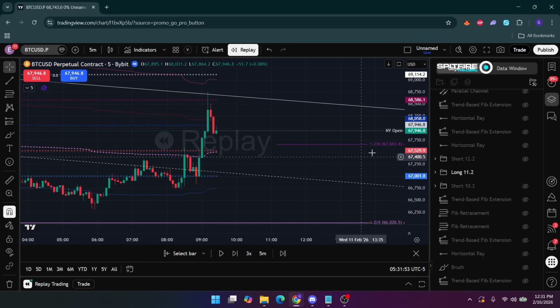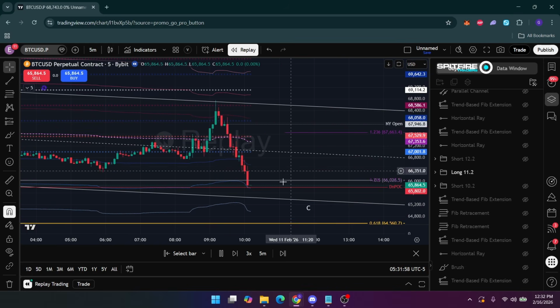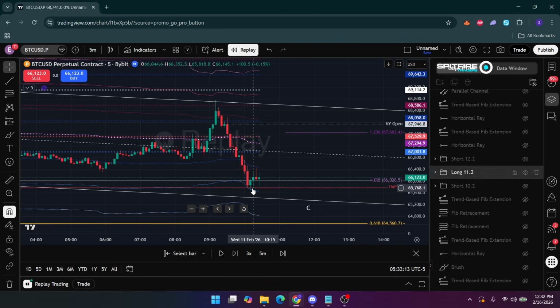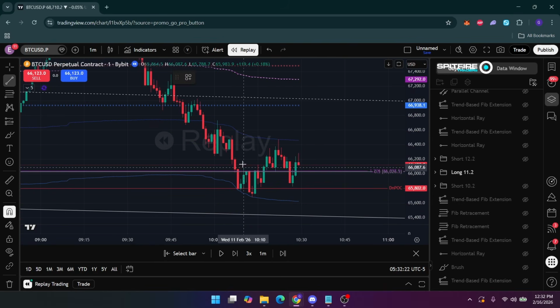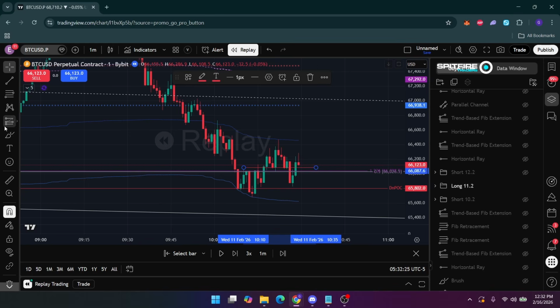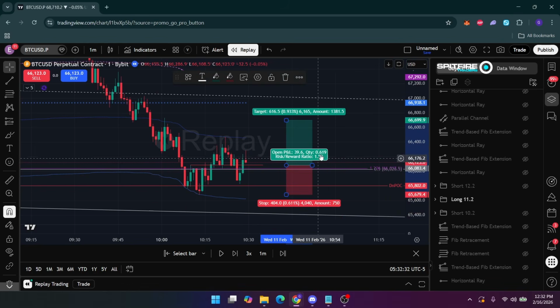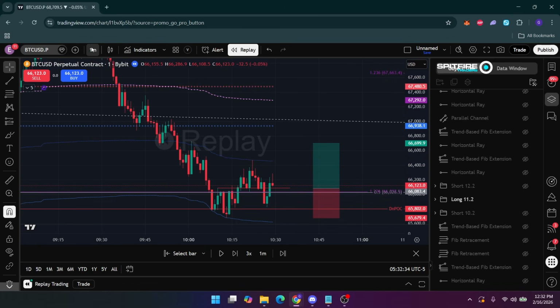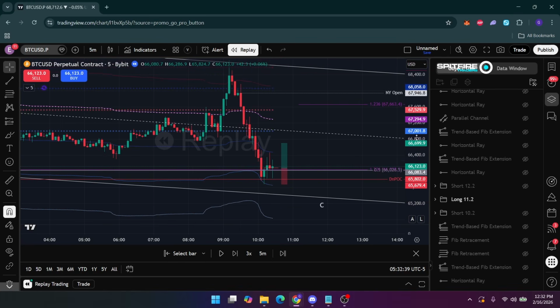New York opens and goes straight down. When price reaches our area of interest, we had 1 minute market structure break again, which was here. So this was my entry around here with stop loss at the last low, and I was looking up using another fib extension for my next target.